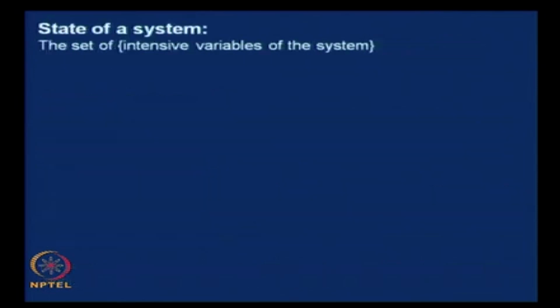The next concept that we will review is the state of the system. The state of the system refers to nothing but a set of intensive variables of the system. For example, a system is at a particular pressure, temperature, volume. That set of properties, pressure of some atmospheres or kPa, some temperature in degrees C and so on, is called the state of a system.